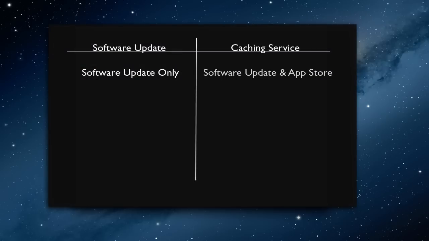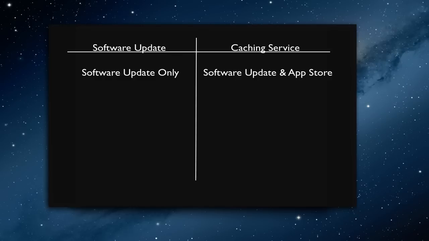Now, with the caching service, you get the software update benefit because a lot of the software updates now are coming through the Mac App Store, with the addition of all of your Mac App Store applications. So any of the applications and things that you've purchased or downloaded through the Mac App Store will also be cached and stored on your server so that all of your clients will then access those things.